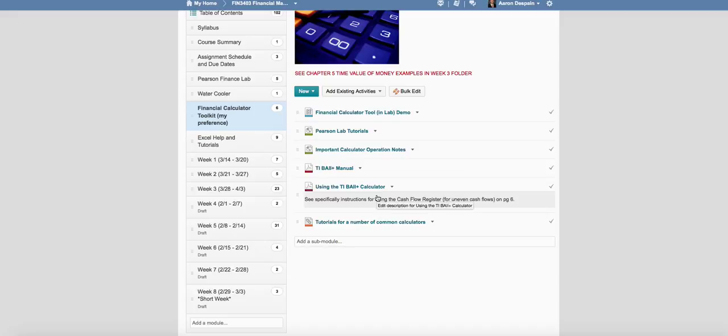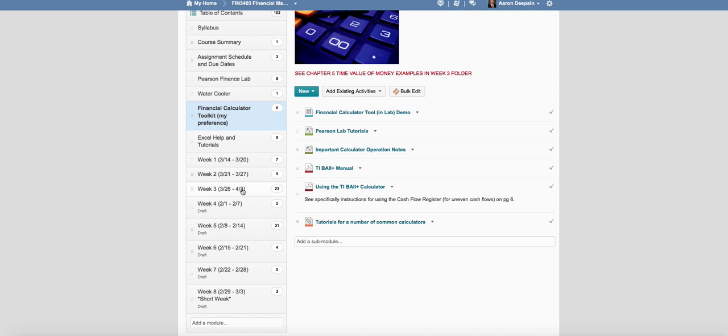Now the cash flow register, just like it says, it's for uneven cash flows, meaning that you're looking for a present value or a net present value of a mixed stream of cash flows, so something that you would not be able to use for the traditional 5-key approach. And we'll look at both here in just a second.